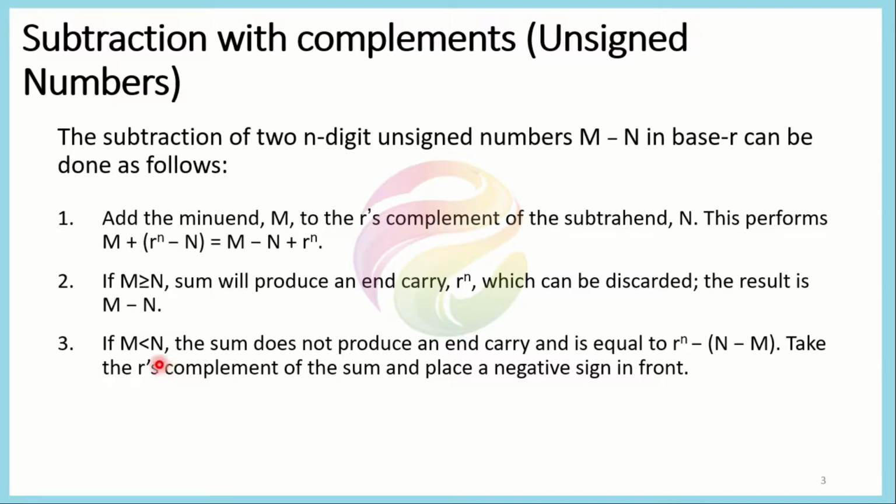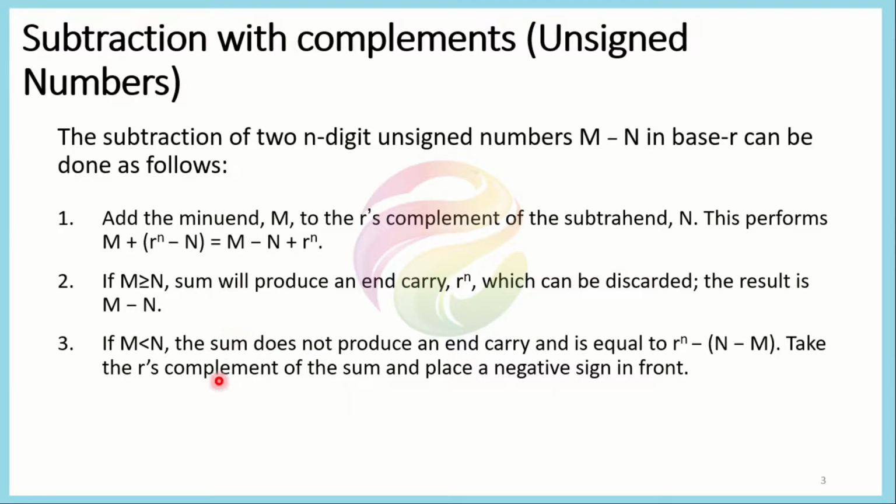Suppose it is the other way around, that m is smaller than n. In this case, we will not get any end carry. So this result will also tell us that m is less than n. In this case, because there is no end carry, we will take the r's complement of the answer and put a negative sign in front of it.